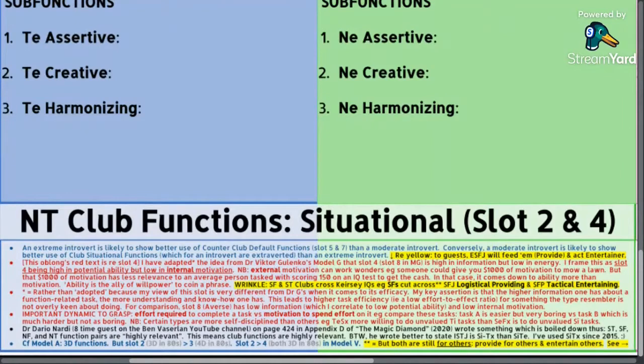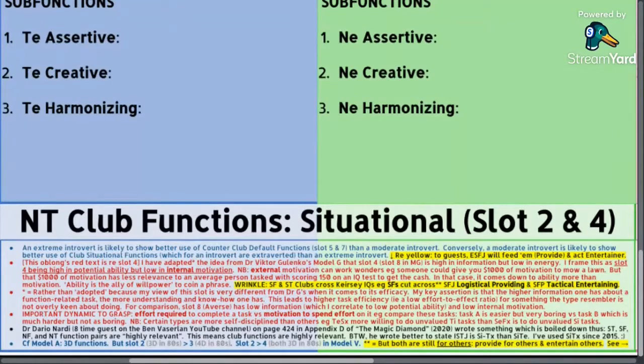My key assertion is that the more information one has about a task, about a function-related task, the more understanding and know-how one has. This leads to higher task efficiency, i.e. a low effort-to-effect ratio, for something the type resembler is not overly keen about doing. For comparison, slot 8, averse, has low information, which I correlate to low potential ability to perform the function-related task, and low internal motivation.